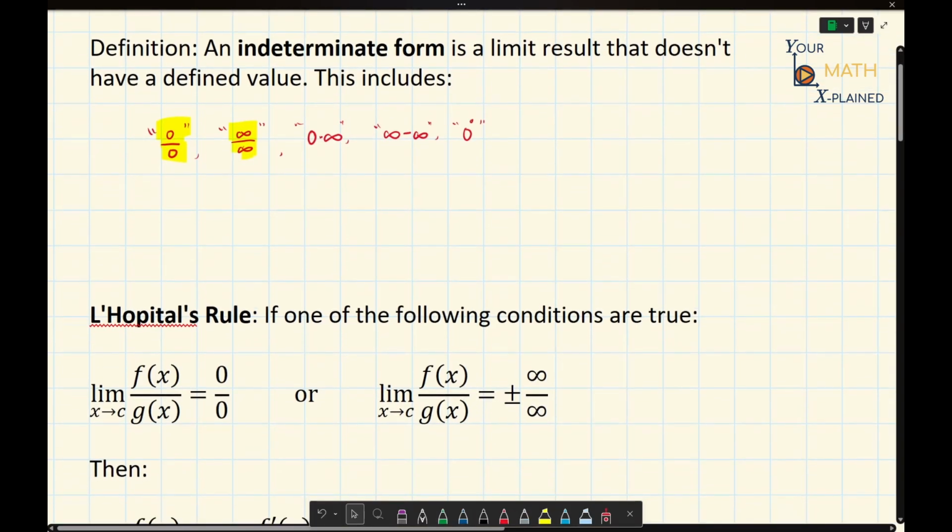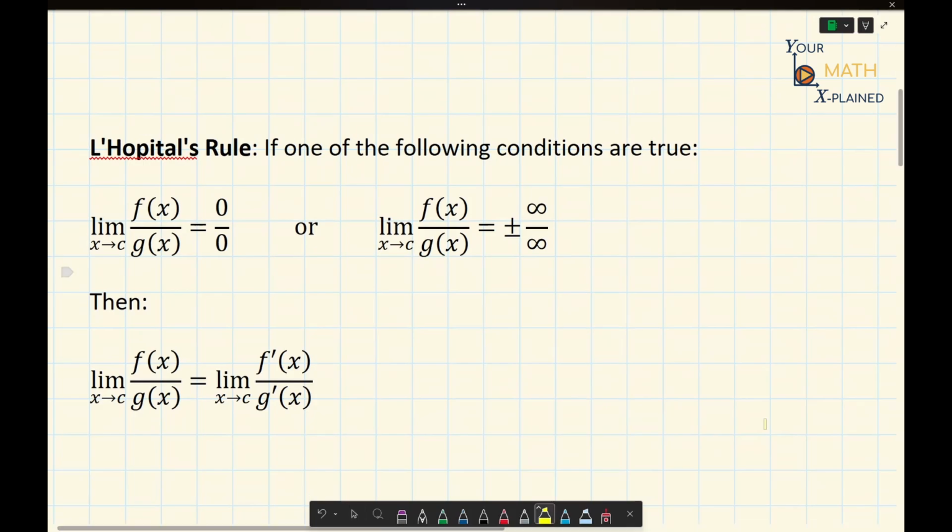And what this rule allows us to do is that if the limit ends up being 0 over 0, or infinity over infinity, then the limit as x approaches c for f of x over g of x is equal to the limit as x approaches c for f prime of x over g prime of x. So in other words, we can take the derivative of the top and the bottom separately and then apply the limit. And the important thing to remember here is that this is not the quotient rule.